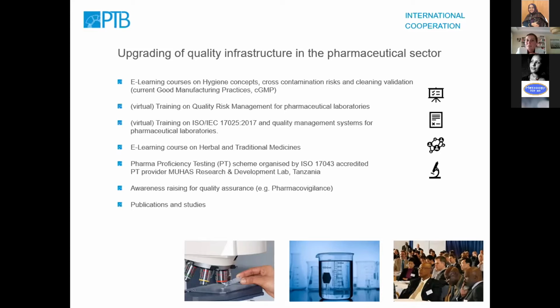And another example is pharmacovigilance. This is drug safety. So we conduct trainings, capacity development in this important field of drug safety. And as you can imagine now with the COVID pandemic, drug safety, handling of side effects is of course more and more important.